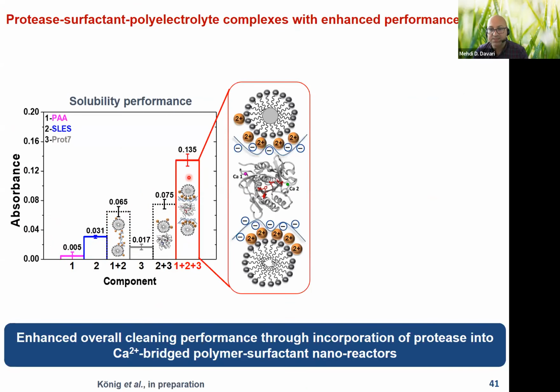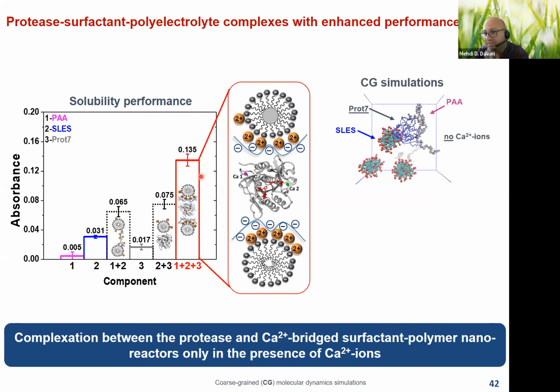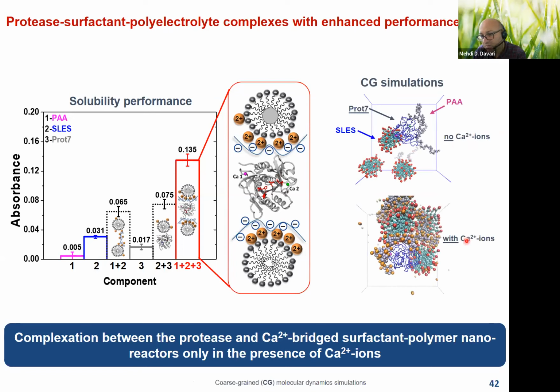And to understand this, as you see here, we also performed a coarse-grained simulation of the whole system, and surprisingly, what we see is that when we do not have any ion in our system, we do not see the assembly of this system. But when we combine this in the presence of calcium, we see that we have a high assembly of these 3 systems together.